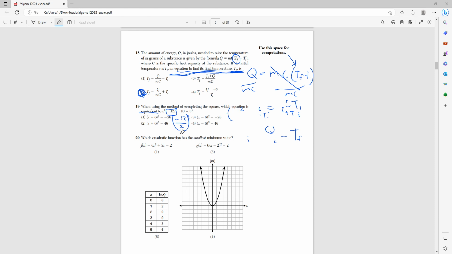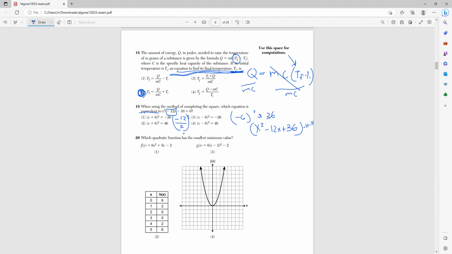Let me just erase this so we have more space. So -12 over 2 is equal to -6, and -6 squared is equal to 36. So what we're going to have is x squared minus 12x plus 36, minus 10 minus 36.